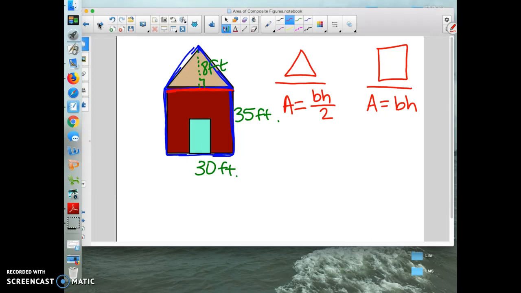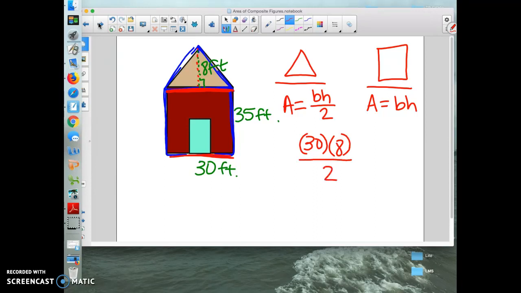What is that? There's no number there. Well, what do you know about rectangles? That opposite sides are the same. So this is 30, then this is 30. So that base is 30 times the height of the triangle, which is 8. All of that is going to be divided by 2.